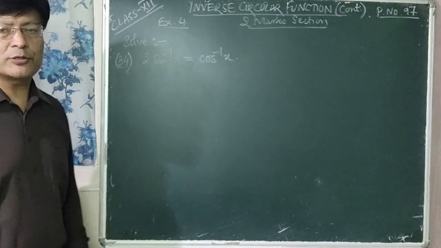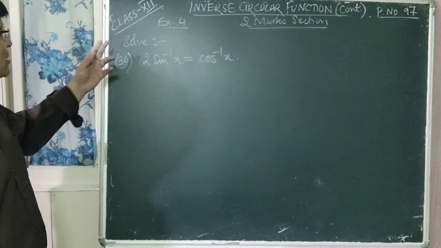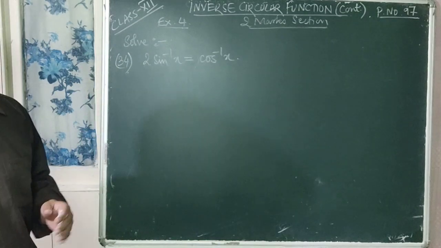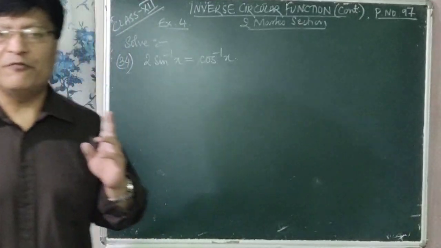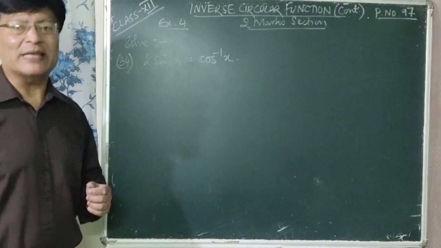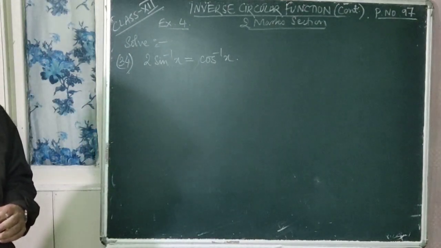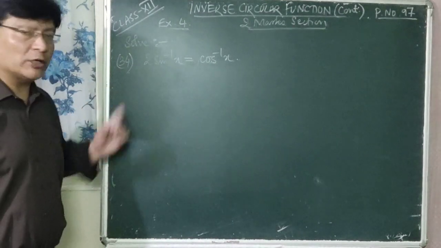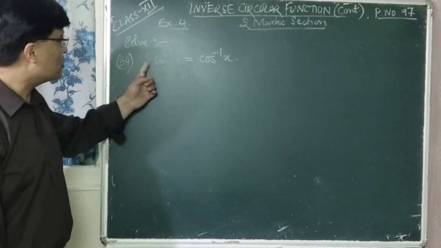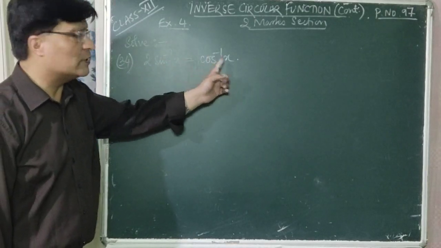So now let's do question number 34. The question is solve. Solve means you have to find out the value of a variable. So here the variable is x. You have to get the value for x. Okay. So the equation is given as 2 sin inverse x is equal to cos inverse x.